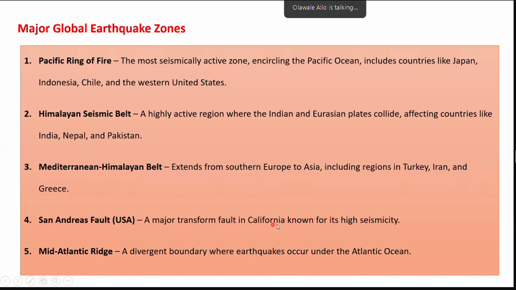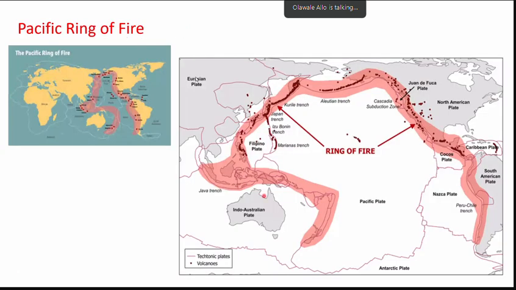So you pick all these five one after the other. Yes, this is the Pacific Ring of Fire. Where is that place? Look at the Pacific. You can see this is the world map. You know where this is. This is Africa, this is Europe, this is South America, North America, and you can see where the Pacific Ring of Fire is. This is what we call the Pacific Ring of Fire.